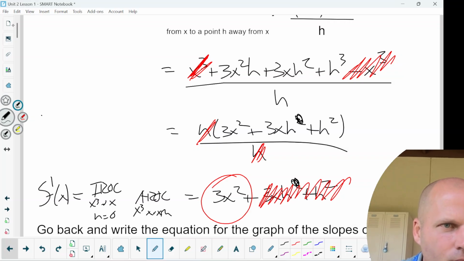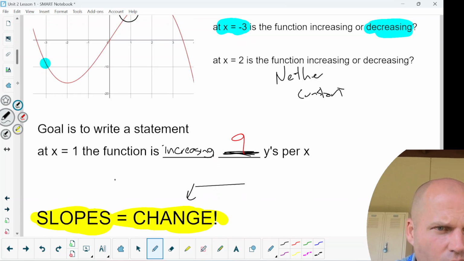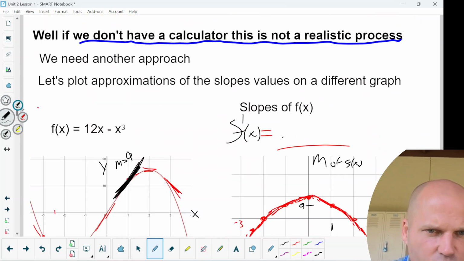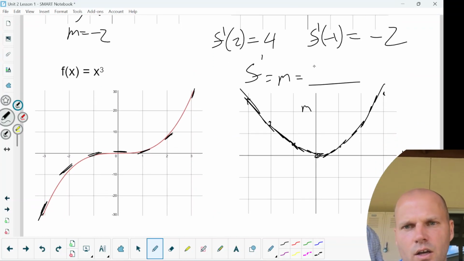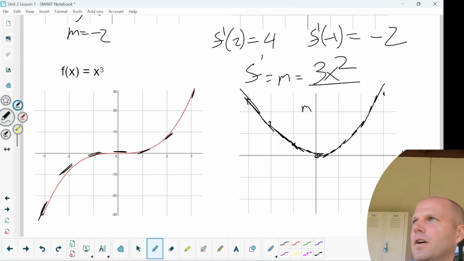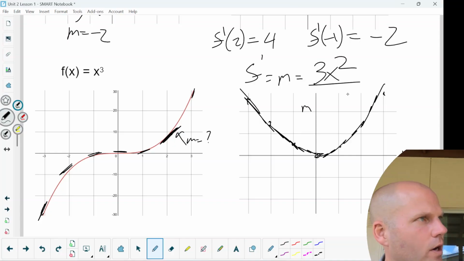It's just 3x squared? You're telling me the slopes of x cubed are just 3x squared? Yes, I am. And I'm telling you that the equation of this slope graph that we kind of visualized is just 3x squared. And so powerful having this nice, easy equation that can give us the slopes. So, what is the slope of x cubed at x equals 2? What is the slope? Well, let's use our slope equation.